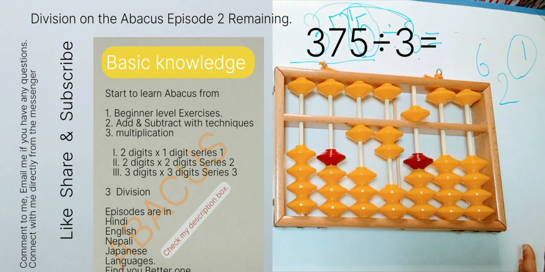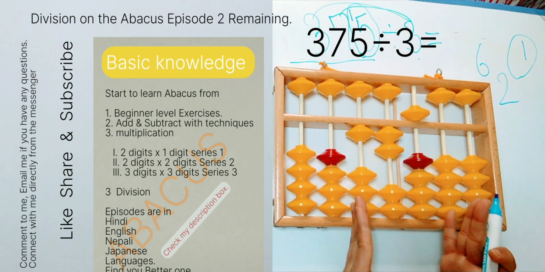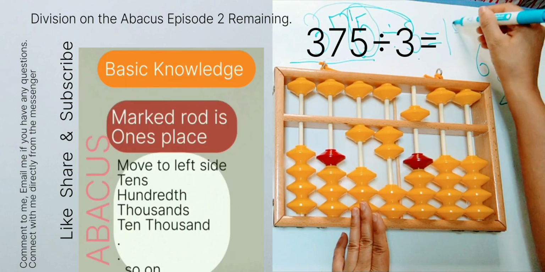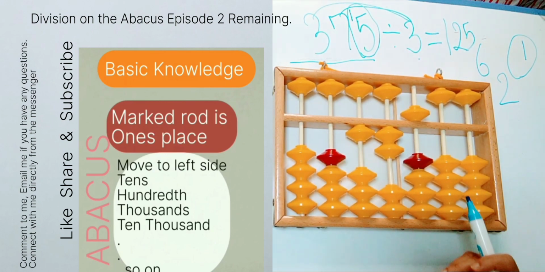We finished our dividend, and we have our answer 1 2 5. We have to read till the marked rod. 1 2 5 is our answer. Hope you understand. So let's go to another question.